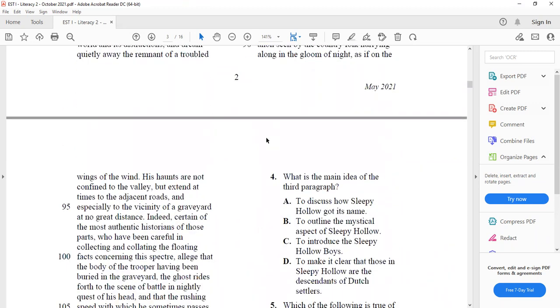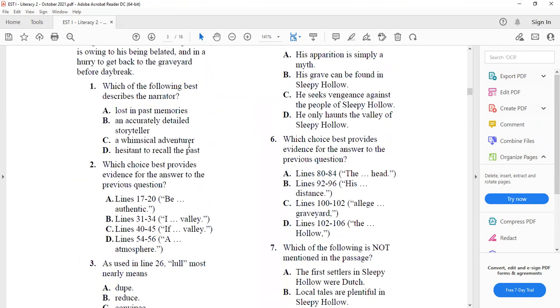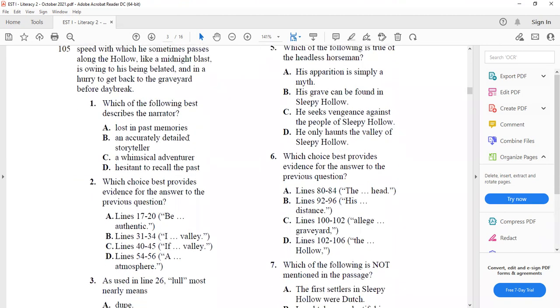Okay, let's go to the first question. As you can see, the first question asks which of the following best describes the narrator. It doesn't have any indication for lines. Yes, but look, after that it says "the previous question." So this now is an evidence-based question. My students Mustafa and Nada, who are here, know how to answer this.